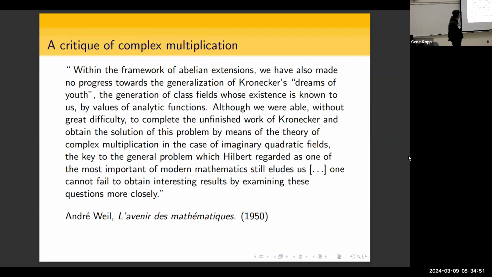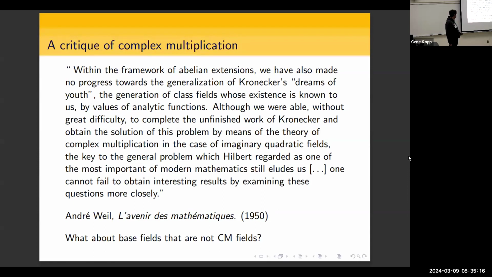Although we were able, without great difficulty, to complete the unfinished work of Kronecker and update solutions to the problem of the theory of complex multiplication for imaginary quadratic fields, the key to the general problem, which Hilbert regarded as one of the most important of modern mathematics, still eludes us. One cannot fail to obtain interesting results by examining these questions more closely. So that's what Weil writes in this very, very beautiful and somehow prescient article in 1950.